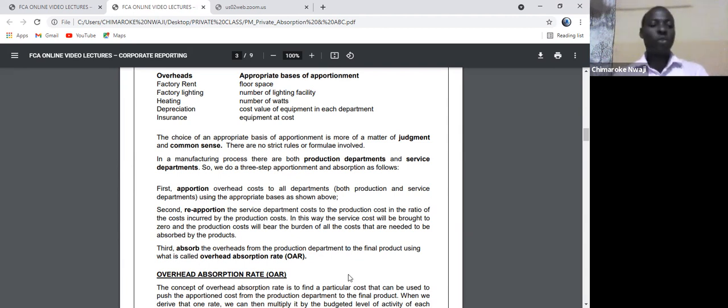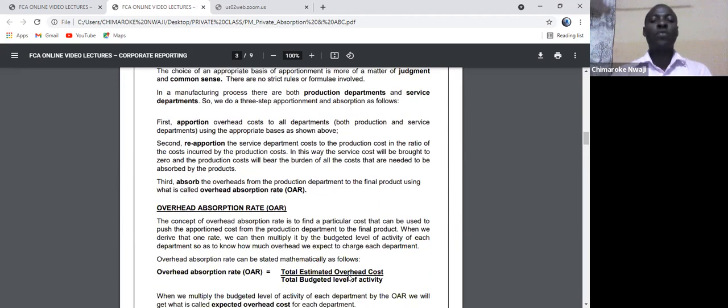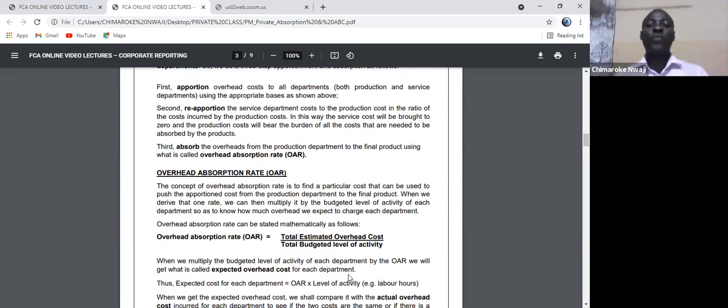Now, what is this OAR? The concept of overhead absorption rates is to find one rate that can be used as a blanket rate to charge all departments. So our aim here is to look for one rate and say, this is the rate that the industry or the company is going to use, and as a judgment for charging all the departments for absorbing the cost from these departments to the product.